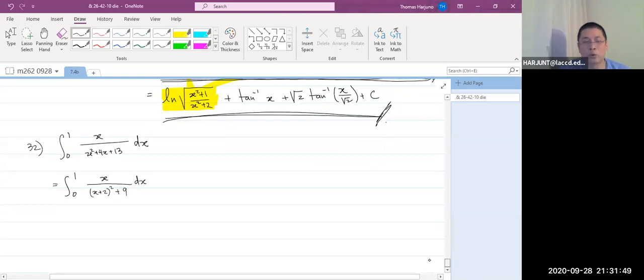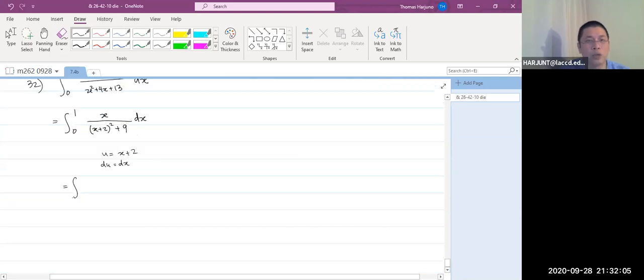And then I will do substitution. u equals x plus 2, so du equals dx. And the integral becomes subtract by 2, that's negative 2, subtract by 1. I'm sorry, what am I doing? That's 2, okay. That's 2, this is 3, this is u minus 2, this is u squared plus 9.